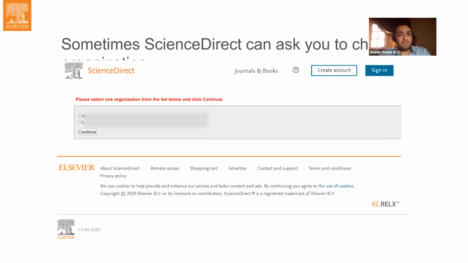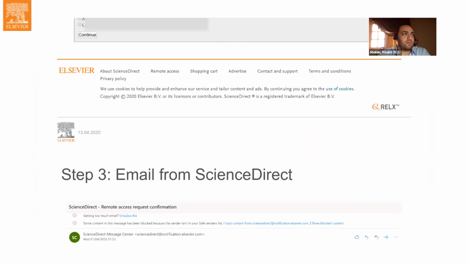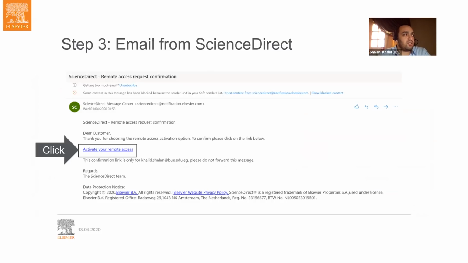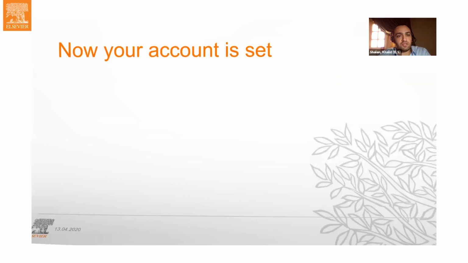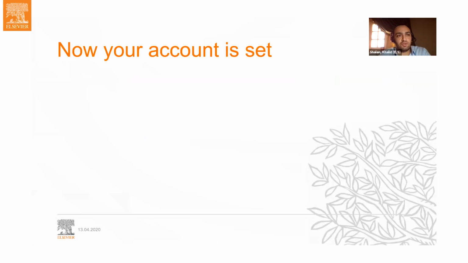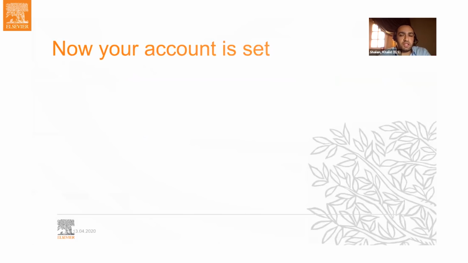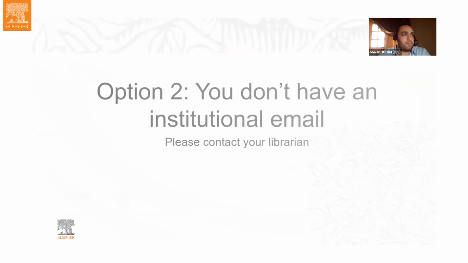If not, it will tell you, okay, we need to make sure that you're from this university, and we're going to be sending you an email with a link to activate remote access. If you do not get that email, please check spam or junk. Once you have signed in, if you have an account, you'll be asked for the password. If you don't, you might need to register a new account.